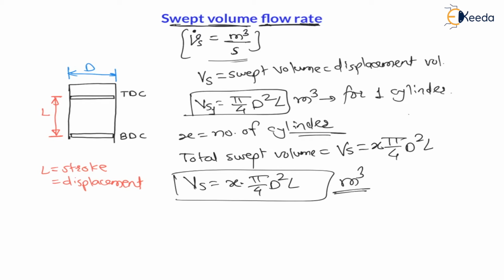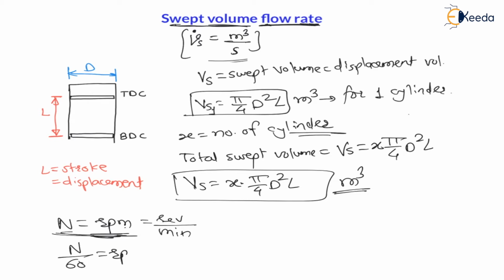meter cube per second. Now let us say N is RPM of this crank, revolution per minute. If I want to convert this revolution per minute, we have to divide with 60. Therefore N by 60 is nothing but revolution per second, which is called hertz.